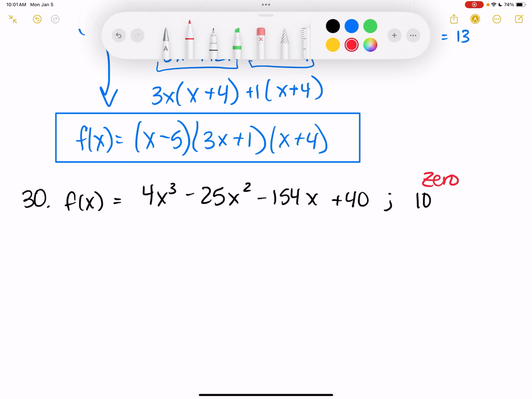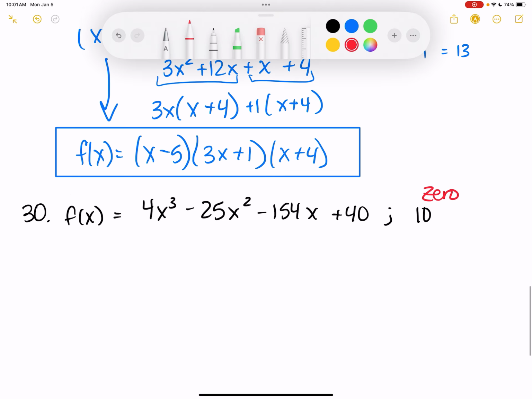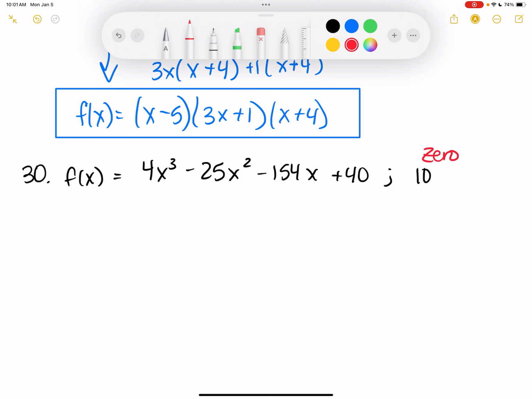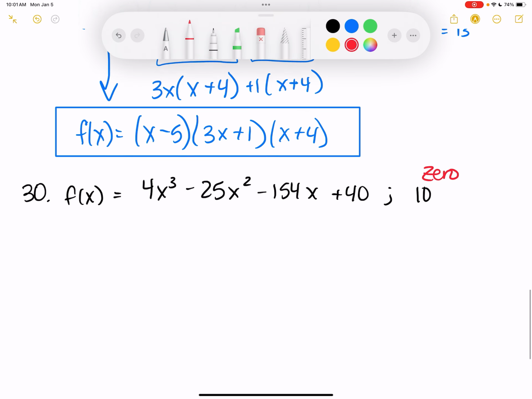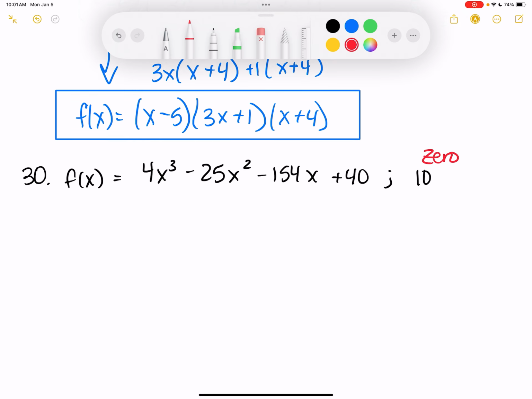Is that decimal supposed to be there? Yeah, it's at point 10. What the heck is that? It's just like a dot, I don't know.